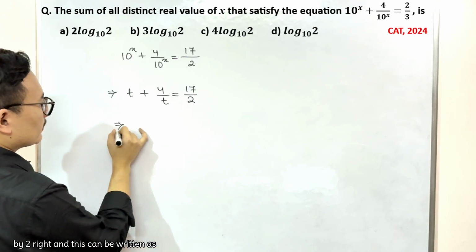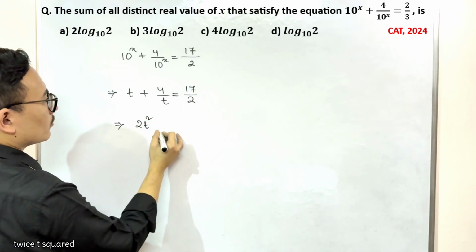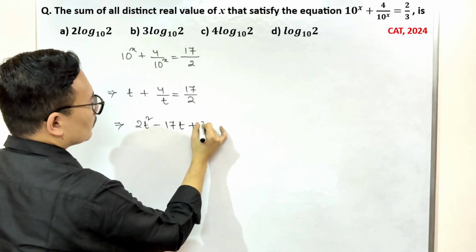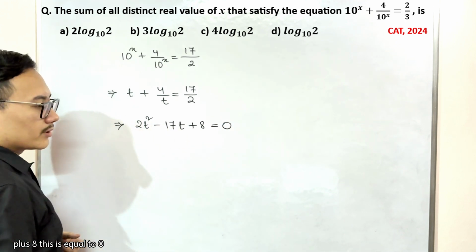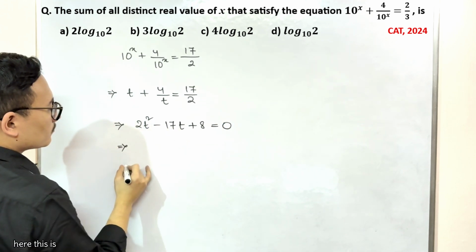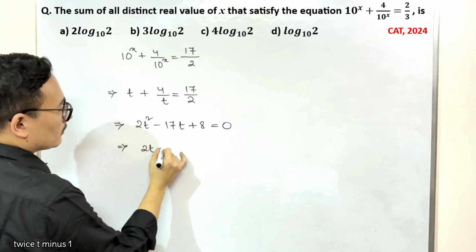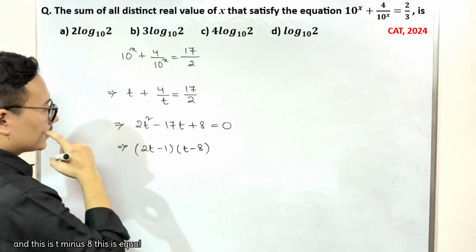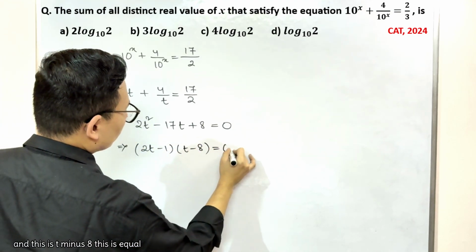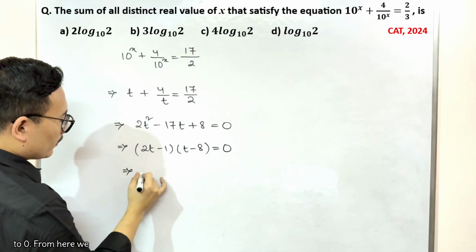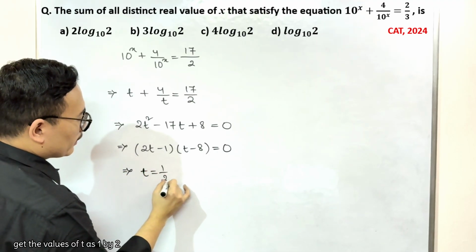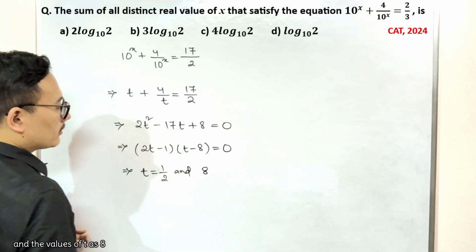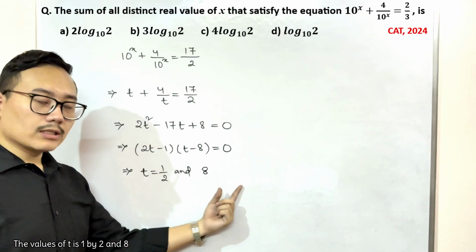And this can be written as twice t square minus 17t plus 8 is equal to 0. This is twice t minus 1 times t minus 8, equal to 0. From here, we get the values of t as 1 by 2 or 8.